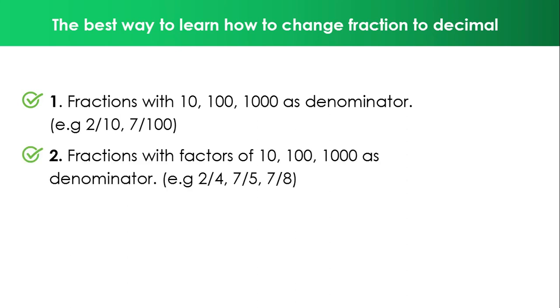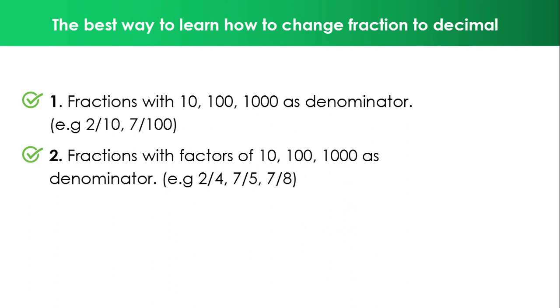The other part is fractions with factors of 10, 100 or 1000 as denominator, like 2 over 4, for example. Because 4 goes into 100 and 5 goes into 10. If we separate it like that, it will be easy for us to understand and to change fractions like 1 over 4, 1 over 5 or 1 over 8. If you don't understand what factors are, don't worry, I will explain when I give you an exercise and an example about changing fractions to decimals.